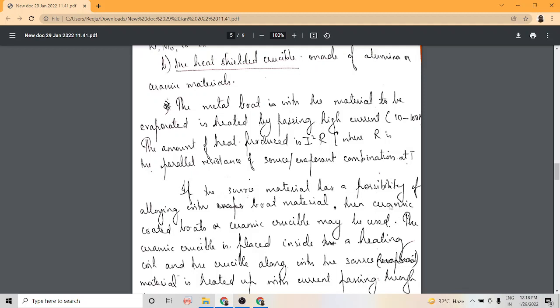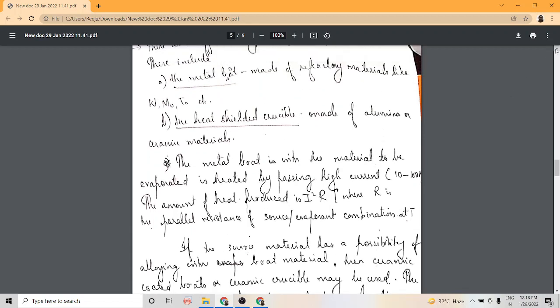Then what is done is ceramic coated boats or a ceramic crucible may be used. Inside the ceramic crucible, you keep the material to be deposited, and the ceramic crucible is heated inside a heating coil, and the crucible along with the source material is heated up when current is passed through the coil. So that is shown in the figure here.